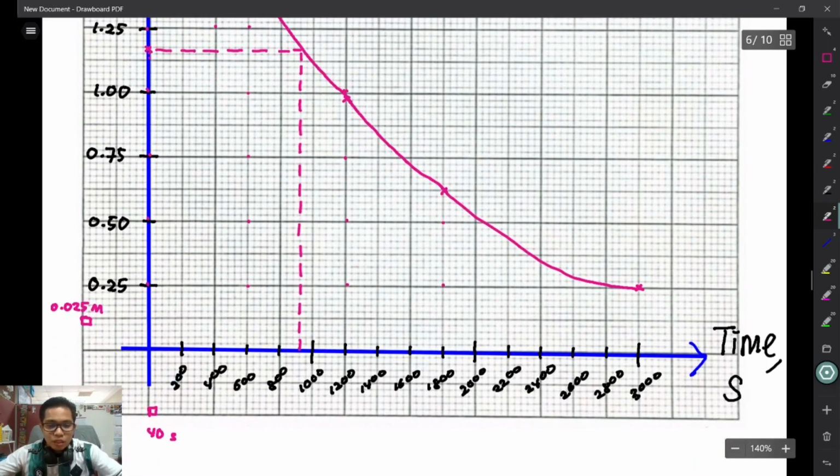Okay, sini ada ni 800, ada 1, 2, 3. So 3 kotak darab 40 saat. 3, 120. So 120 plus 800. So ini lebih kurang dalam 920 saat. So first T half equal to 920 second. Ini based on graph.